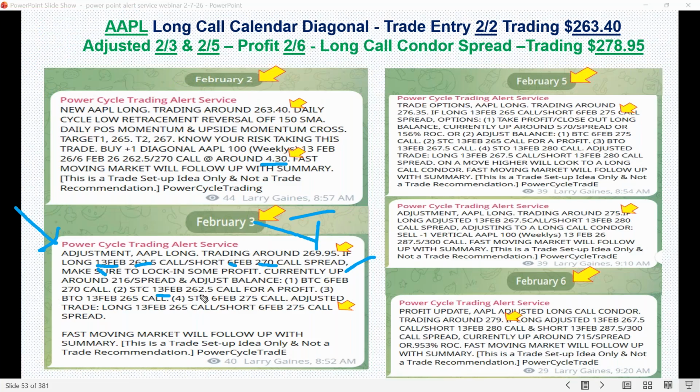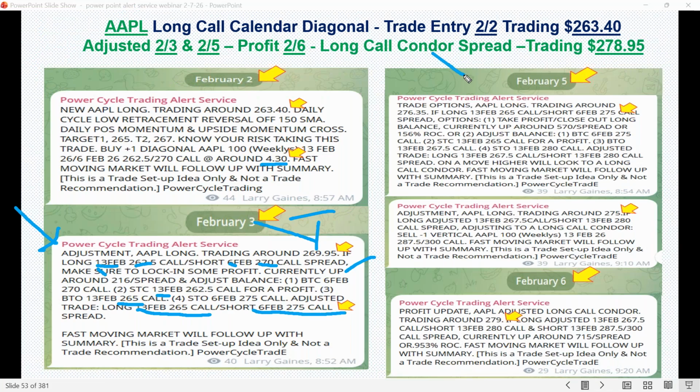All right, and then when we replaced that call, it went long, bought to open the 265 call, and sold against that the 6th Feb 275. So now we have the adjusted trade on long the 13th Feb 265 call, and now short the 6th Feb 275. All right, and the thing was really ripping to the upside.